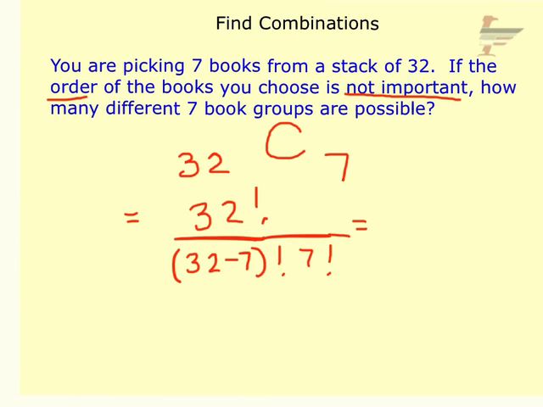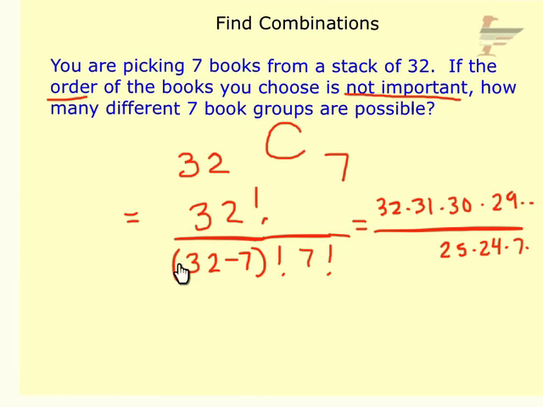So 32 factorial means 32 times 31 times 30 times 29, etc., but then I'm going to divide out. 32 minus 7 is 25 factorial, so 25 times 24, and so on, and times 7 factorial, so 7 times 6 times 5 times 4. Now again, I don't expect you to write all of this out, as I did not just write all of that out, because that's a lot of stuff to write down.